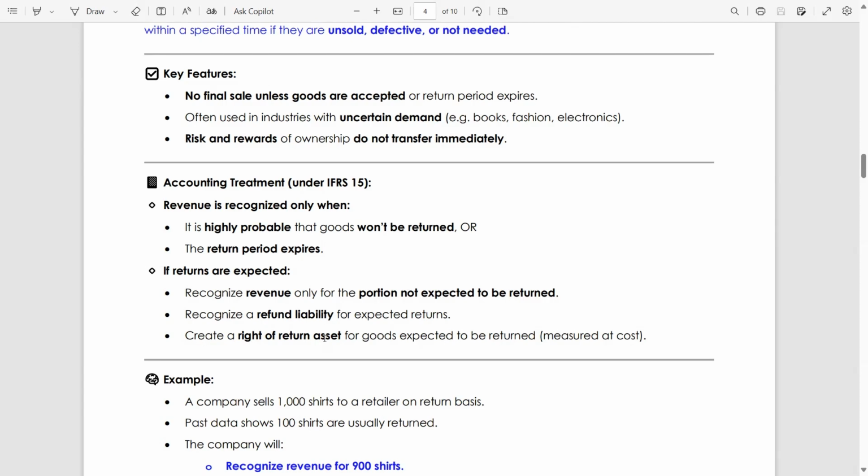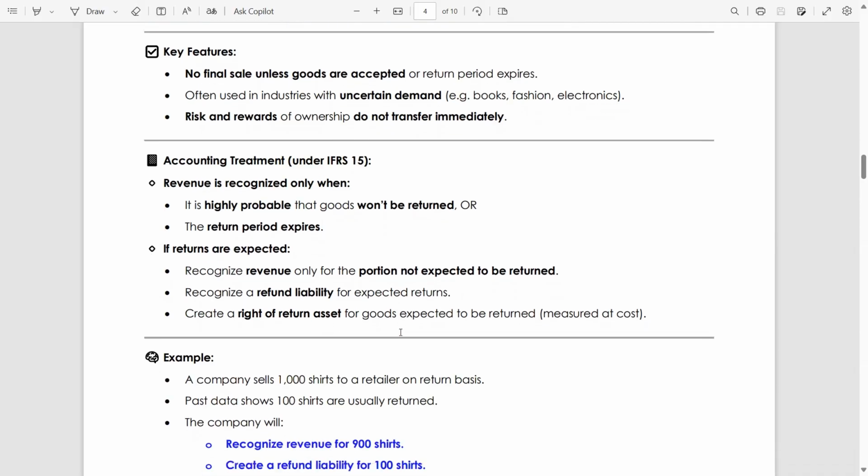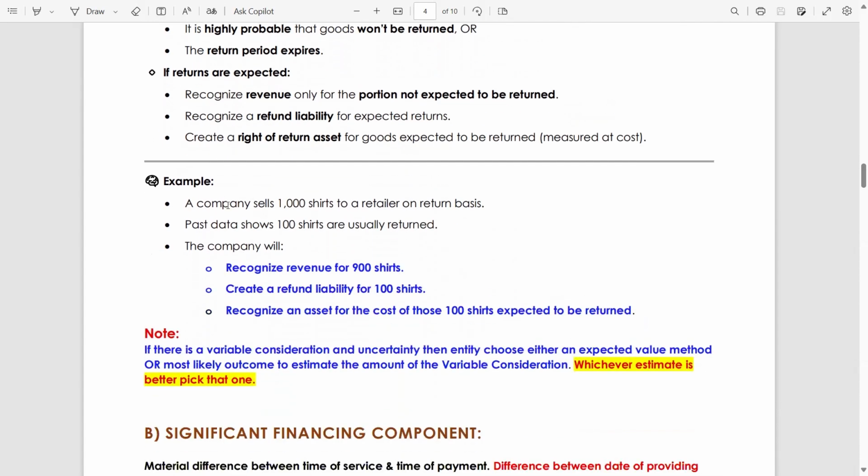Create a right of return asset for goods expected to be returned, measured at cost. Here is an example: a company sells 1,000 shares to a retailer on a return basis, meaning the retailer has a right to return. Past data shows 100 shares are usually returned.